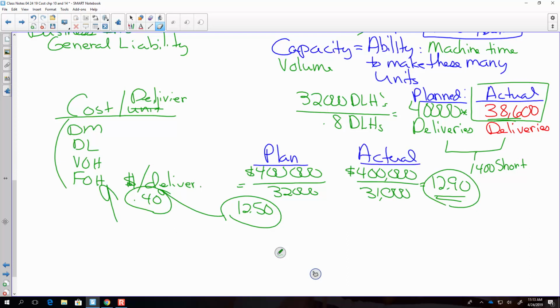So not only were we not utilizing our capacity level, we also were over on our cost number. In reality, this was 403, so it's actually more than the 1290. So we lost in both cases. So we do have to do something about our costs as well.